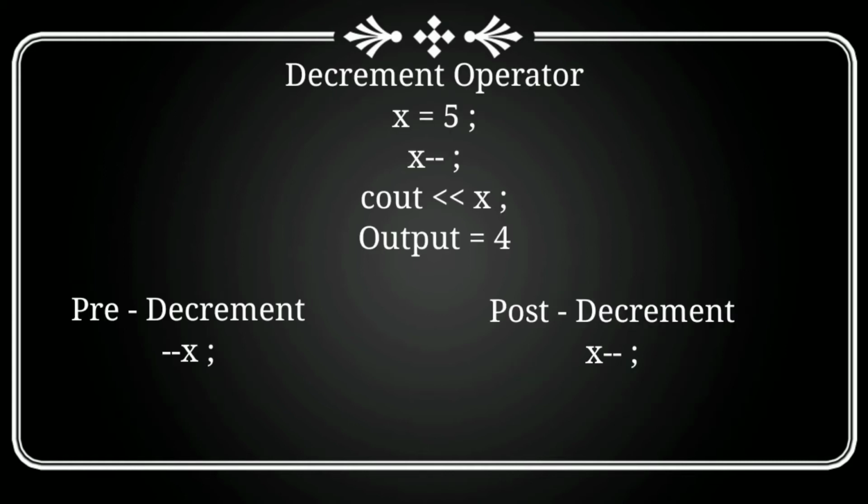In decrement operator, the value is decreased by 1. Initial value of x was 5 and I used decrement operator and finally I got the output as 4. It is further classified into pre-decrement and post-decrement. As I already discussed both of them in increment operators also, so I guess it's clear.